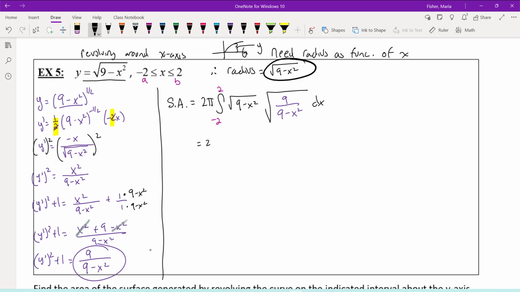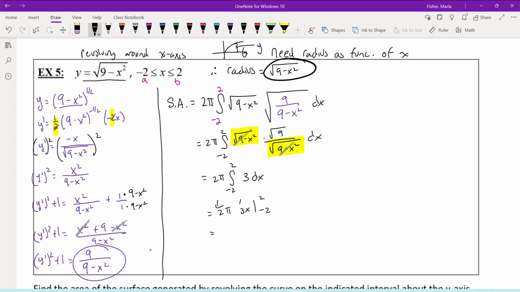We are allowed to distribute the radical to both numerator and denominator, so we have the square root of 9 minus x squared times the square root of 9 over the square root of 9 minus x squared. The nice thing is that we have a square root of 9 minus x squared in the numerator and in the denominator, so those are just going to cancel. We have 2 pi times the integral from negative 2 to 2 of the square root of 9, which is 3, dx. Integrating, we have 3x, and this gets evaluated from negative 2 to 2.